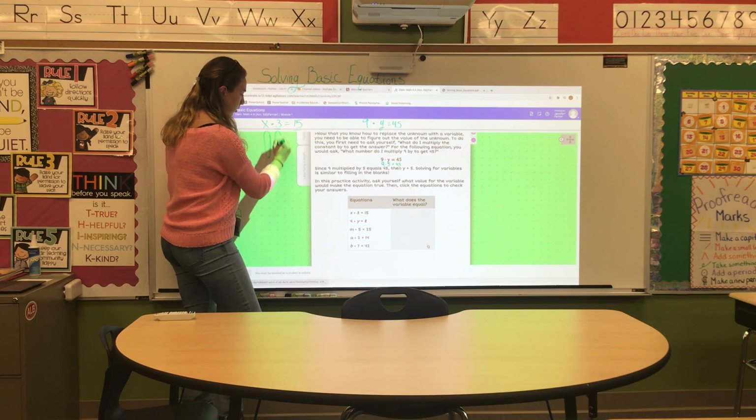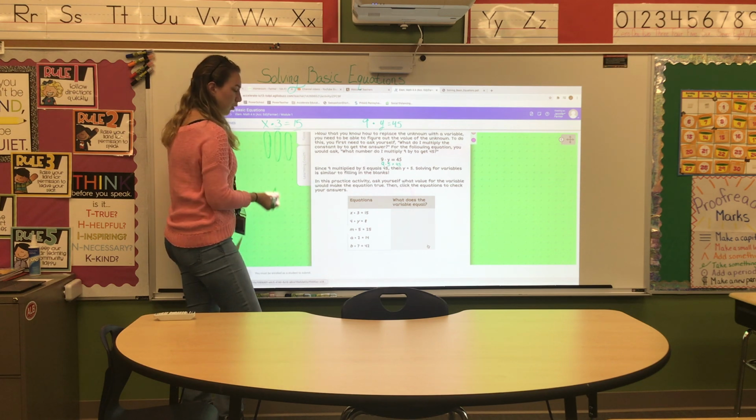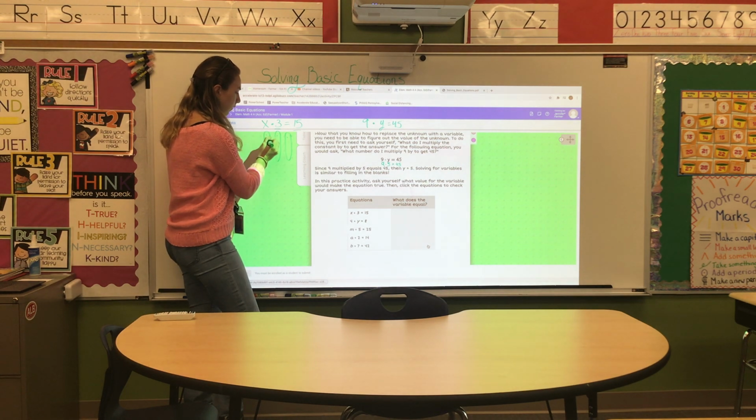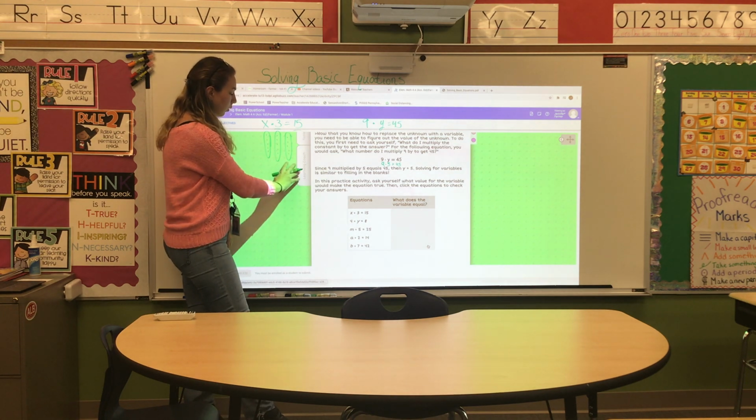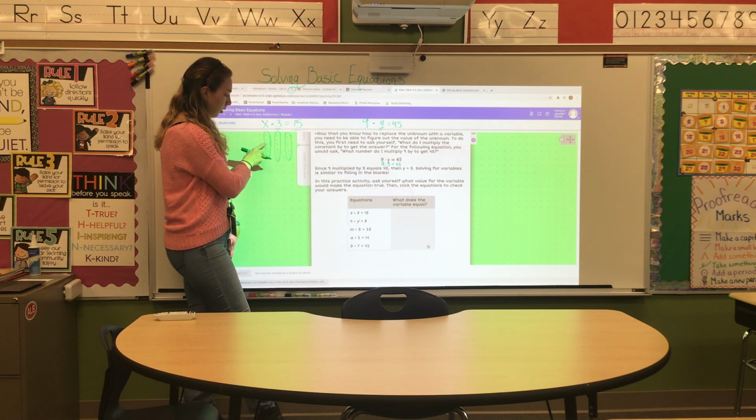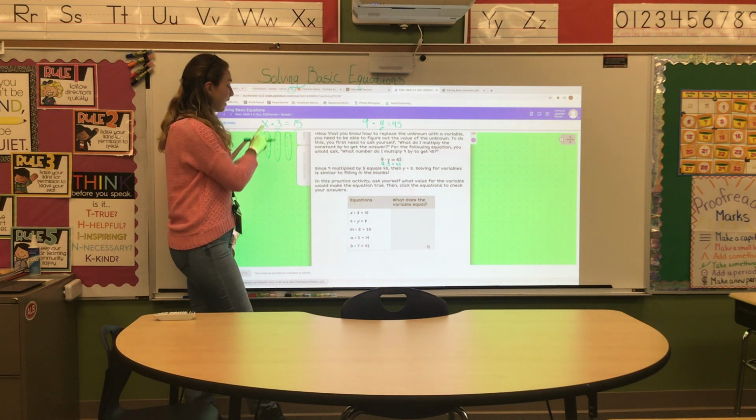So here's 1, 2, 3 groups. 1, 2, 3, 4, 5, 6, 7, 8, 9, 10, 11, 12, 13, 14, 15. I made 3 groups. My total is 15. Let's count how many are in each group. 1, 2, 3, 4, 5. This means my x should be 5.